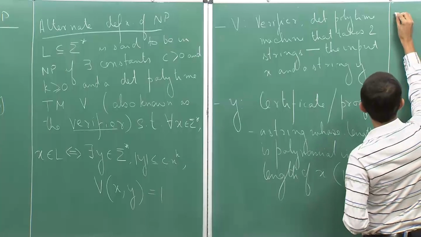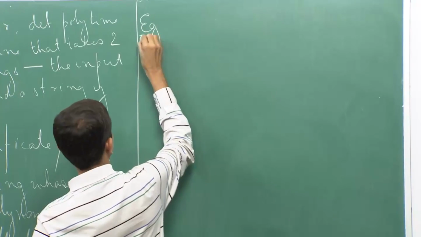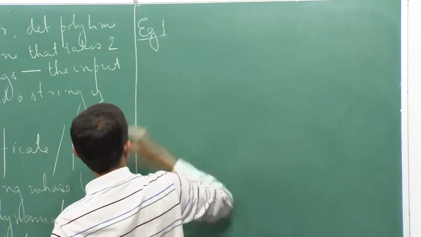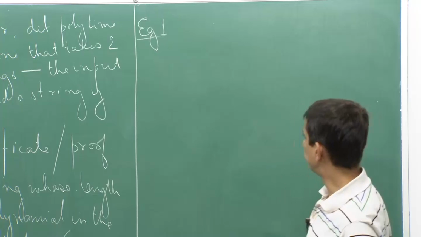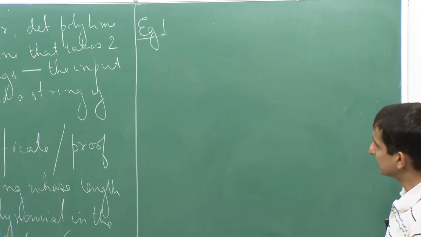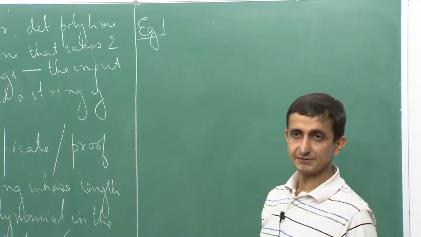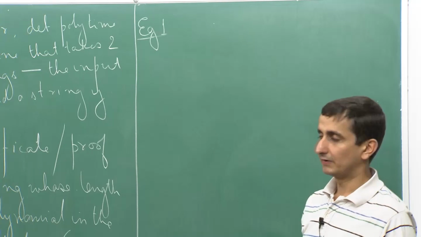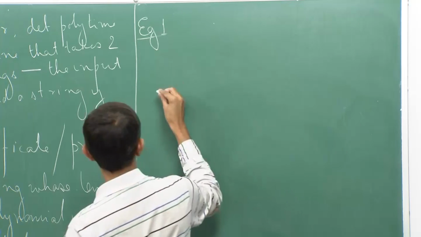So, we will look at two examples. The first example will be the graph isomorphism problem. Let me define what graph isomorphism is.